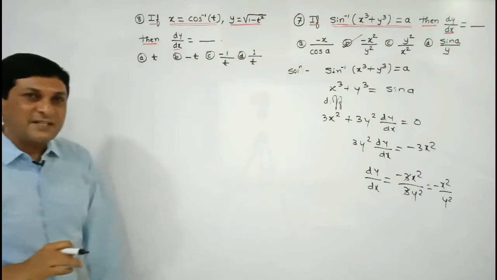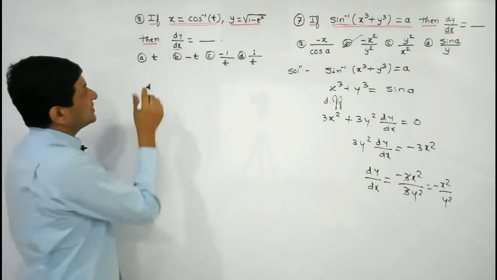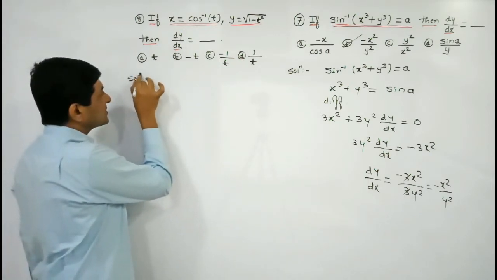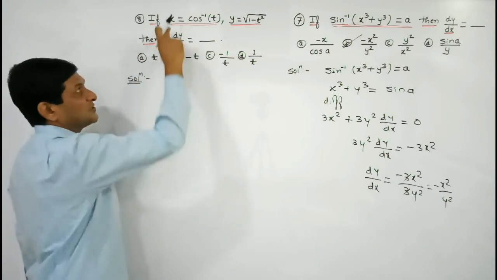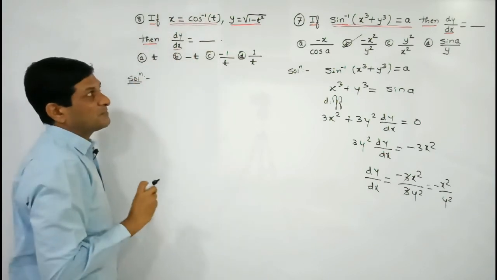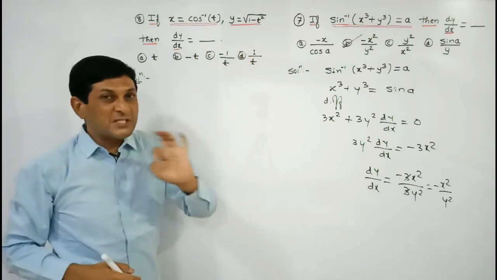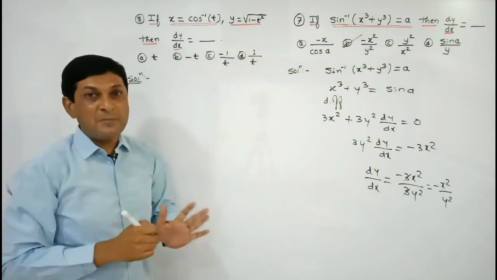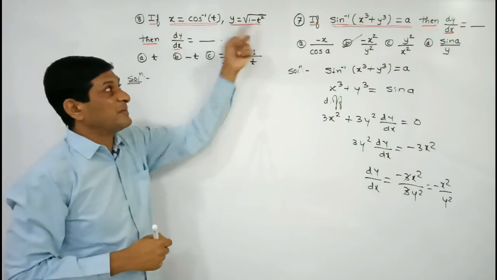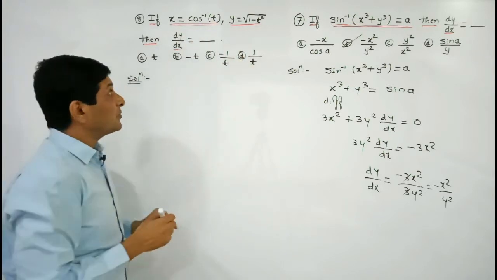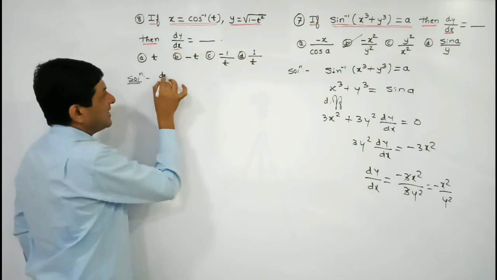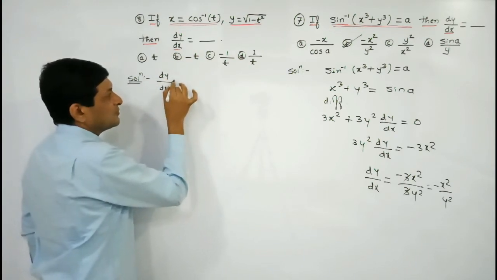Now observe the next example, example number 8. In this case, the question is, if you observe the given function, x is equal to cos inverse of t and y is equal to under root 1 minus t square, means it is a parametric function, and the parameter is denoted by what? T. Parameter किससे denote किया है? T से. And the question is to find out what? dy upon dx. So it will be equal to.